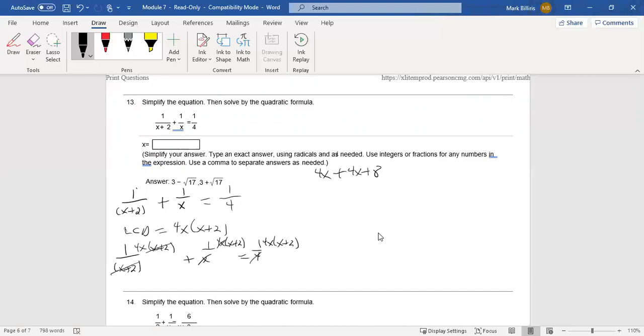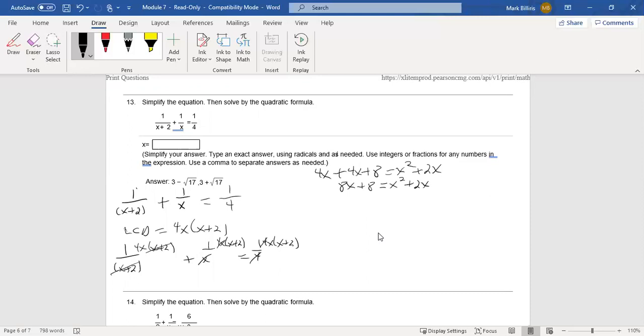And then the last, the 4 is reduced, leaving us x times the quantity x plus 2, so we distribute. So x times x is x squared, and x times positive 2 is positive 2x. So what you're going to do is combine your like terms first. So 4x and 4x gives me 8x plus 8 equals x squared plus 2x.